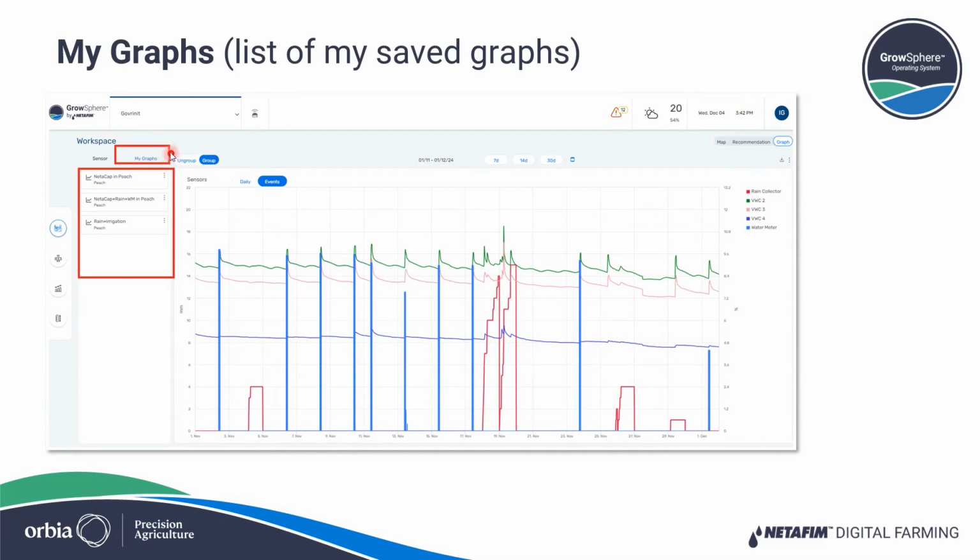Here you have my graphs, and you have the list of other graphs that I saved before, and now I'm adding this graph. So I can create many graphs from different places that I wish to compare, maybe the same depth in each one of the blocks. I have several stations. I can create a graph from all of them and save it, and I will not have to do it each time again.